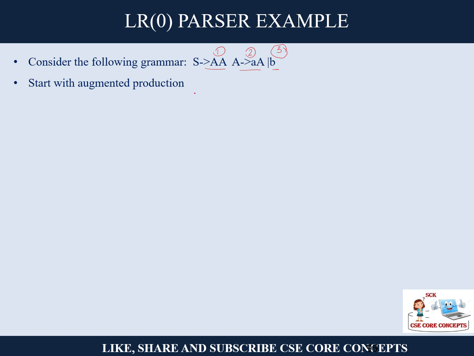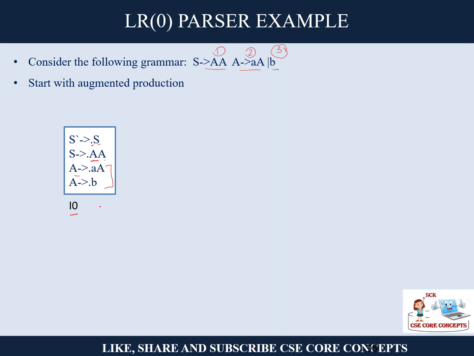As LR0 says, we have to start with the augmented production. Augmented production means S dash is dot S. Now since there is a non-terminal after the dot, you have to expand all the rules of S. So S is dot AA. Since again you have a non-terminal after the dot, that is capital A, you have to expand this also. A takes the form dot AA and dot B. So these are the two rules for A, and this forms your first closure, that is closure I0.